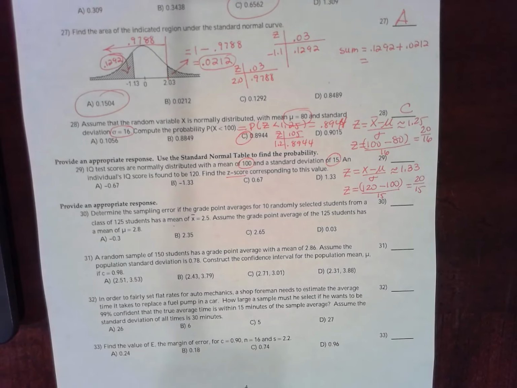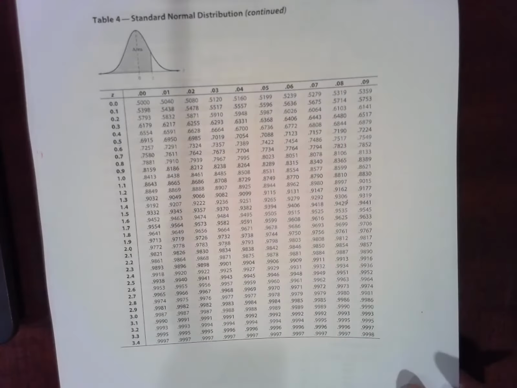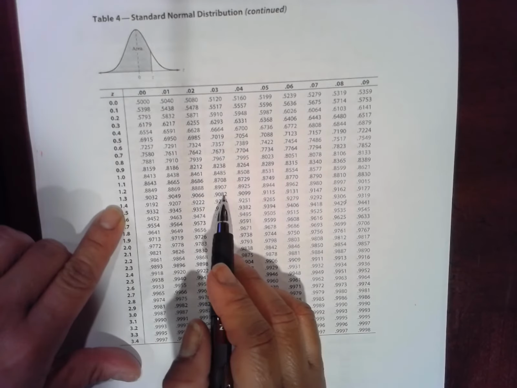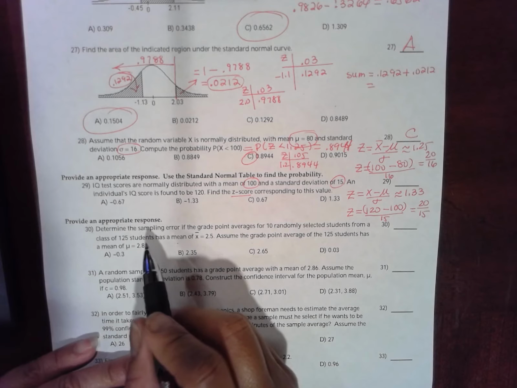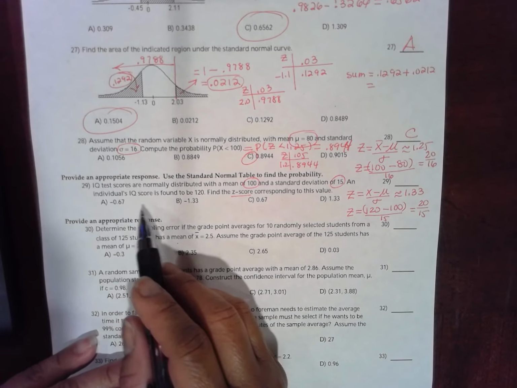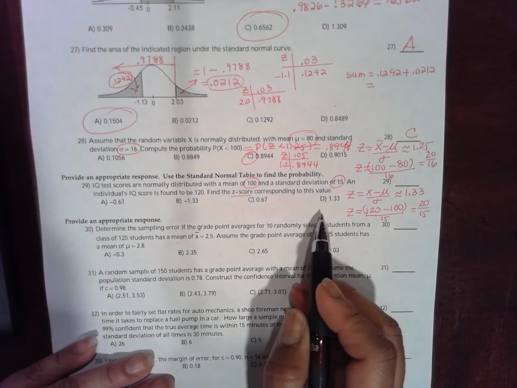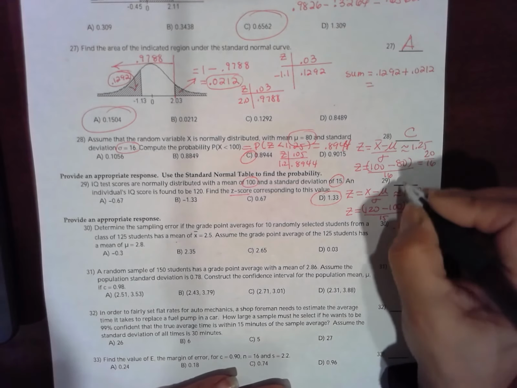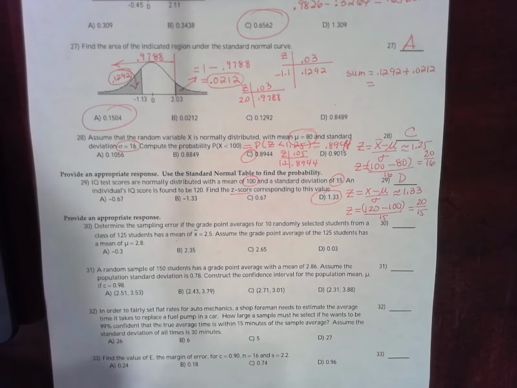So you're going to go to the table to find the area. So 1.3 and then over to 0.03 will give you 0.9082. But I'm sorry, here they're just asking for the z-score. They're not asking you for probabilities. So once you find the z-score, we're done. I was just doing more than what was being asked.